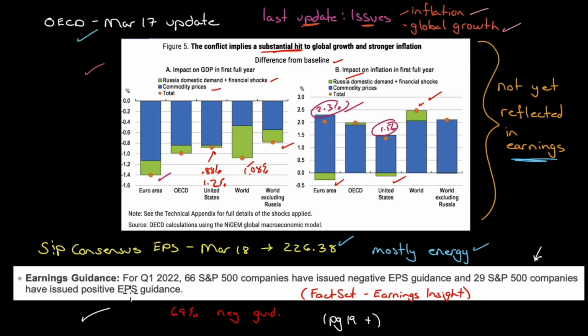However, this is from FactSet, earnings guidance for Q1 2022. 95 companies have issued guidance for Q1. Q1 results come in April and May. The majority of companies will report in April and May, so we're a good 3 weeks out from the start of earnings season. And I think that's going to be the big focus.